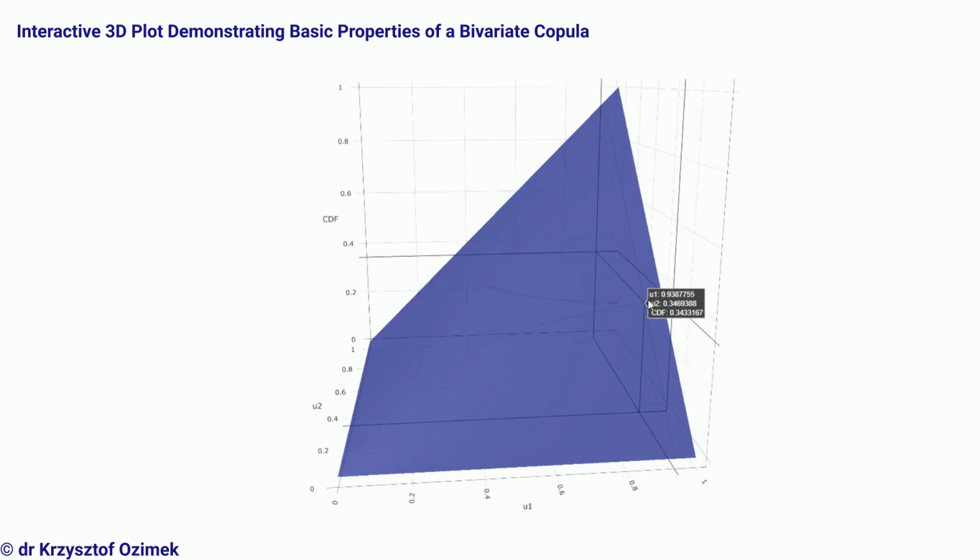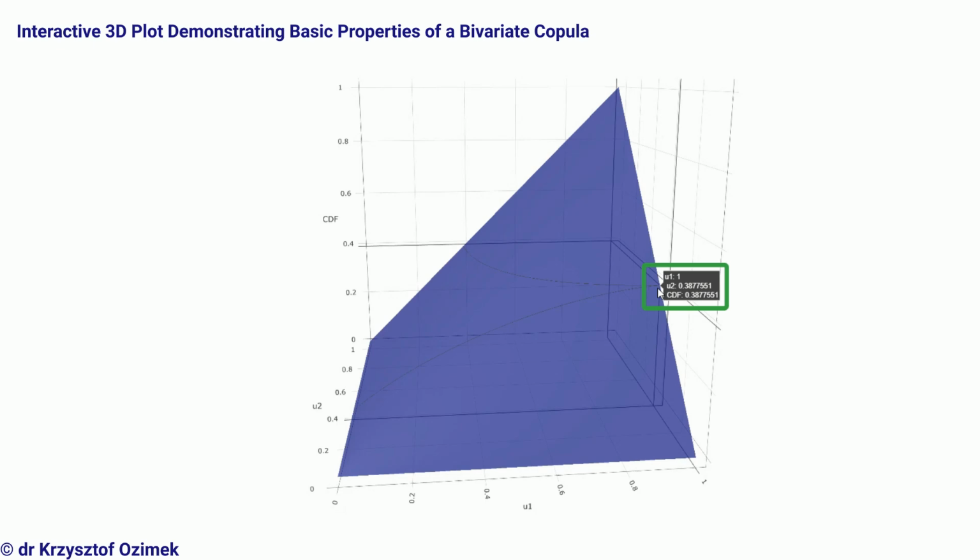Now what happens when we are at a boundary where one of the arguments is 1, while the other is not 0? Now u1 is 1, and u2 is not 0. In this situation, we can say with certainty that the value of the copula must be equal to the value of the parameter that is not equal to 1. In this case, the value of the copula is 0.38. This value is exactly equal to the value of variable u2.